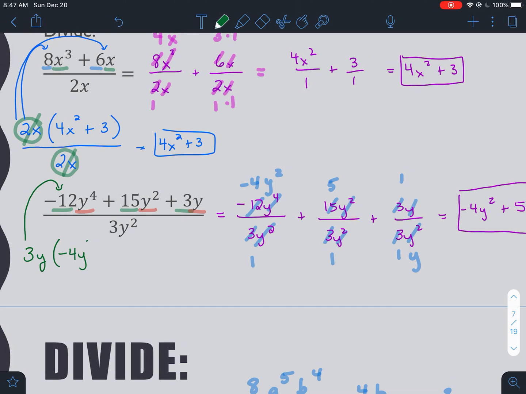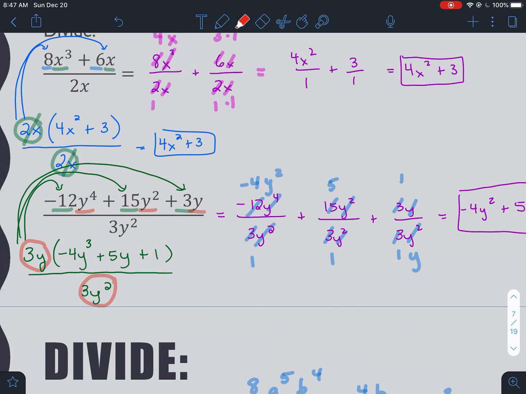And now I have to think, 3y times what is negative 12y to the 4th? Well, I need negative 4y to the 3rd. And then 3y times what is 15y squared? I need a 5y. And then 3y times what is 3y? Well, 3y times 1 is 3y. And that's going to be all over 3y squared.